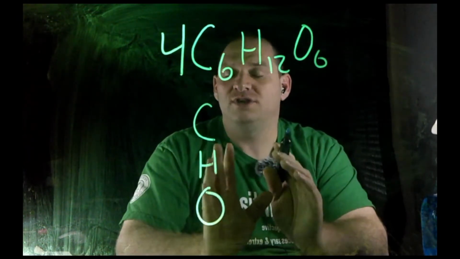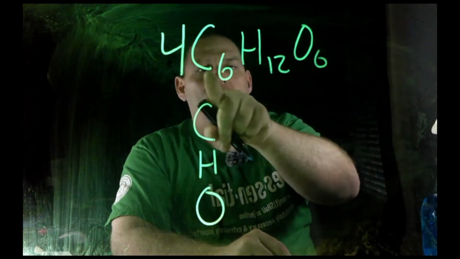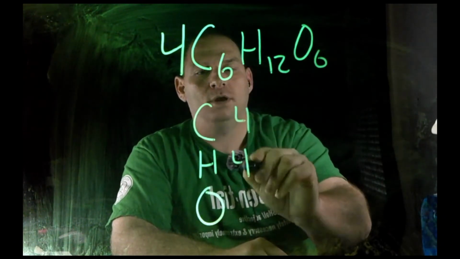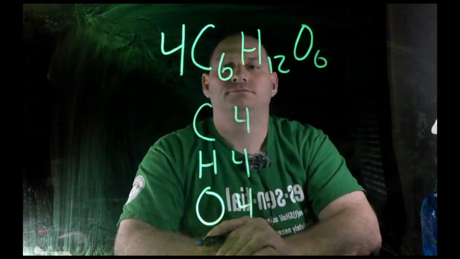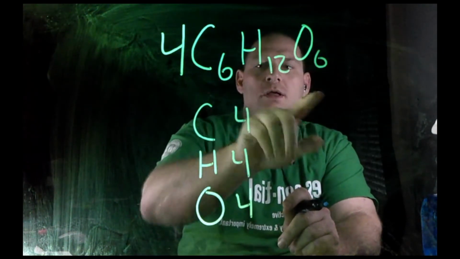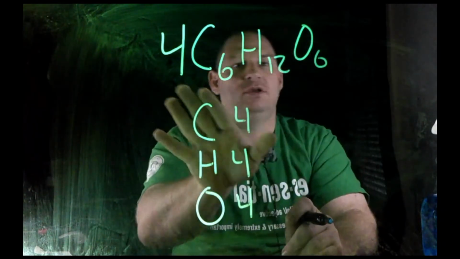Now I'm going to start off with my coefficient. If I have a big number up front, I'm going to write that big number for each one of these. I have a 4 here, 4 here, and a 4 here. Now look, do I have any elements that do not have a number there? If they don't have a number, I need to fill them with an imaginary 1. I do not. They all have numbers there.